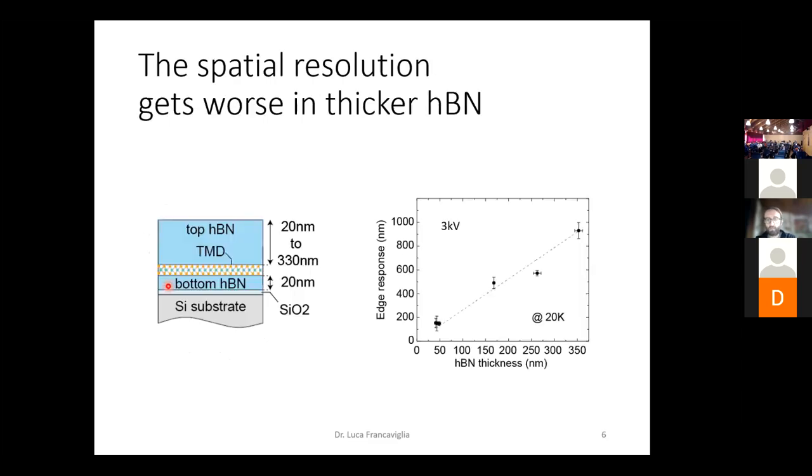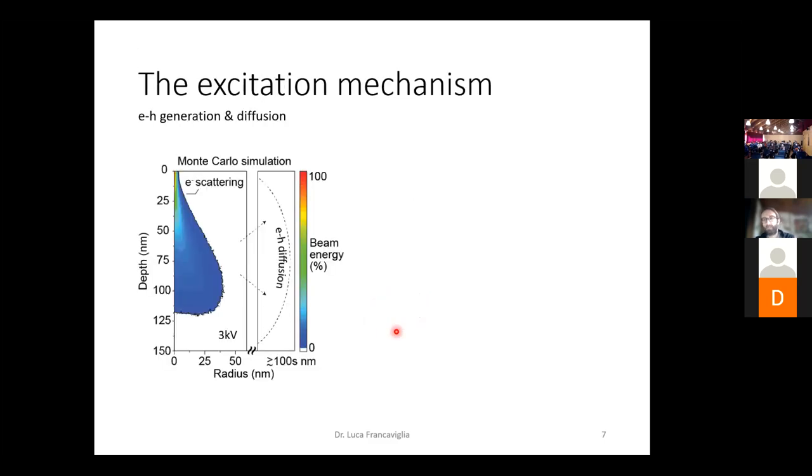And to justify why here we observe relatively large edge responses, then we have to take into account something else. And this is usually something that comes from the diffusion of the charge carriers that you generate within the interaction volume. This diffusion can be pretty long, or anyway, longer than the actual size of the smaller interaction volume.